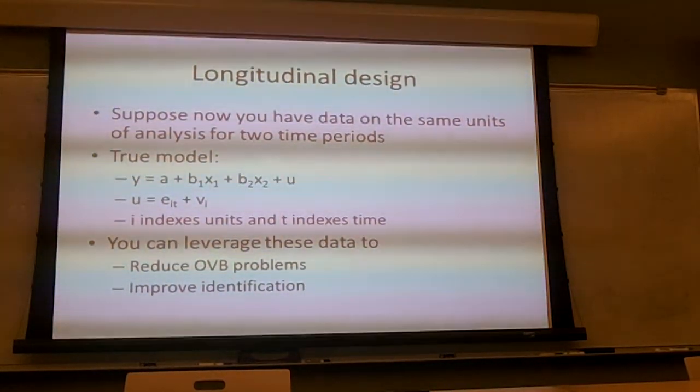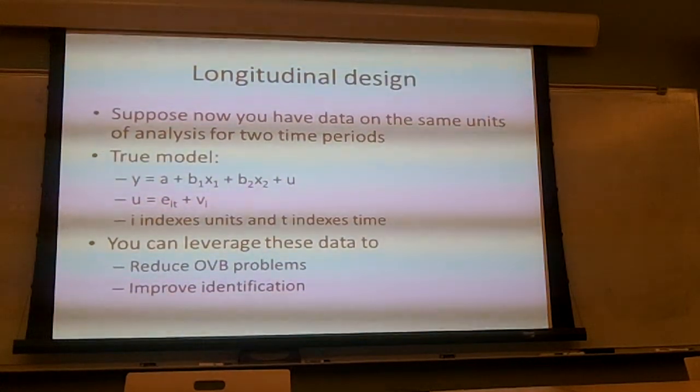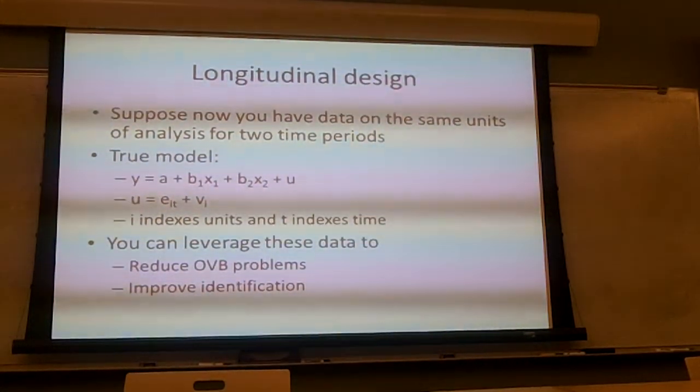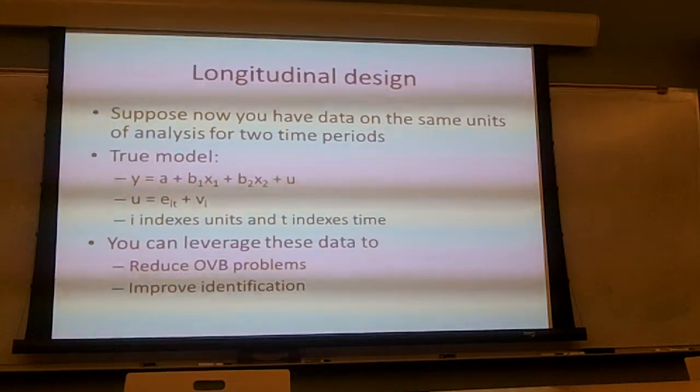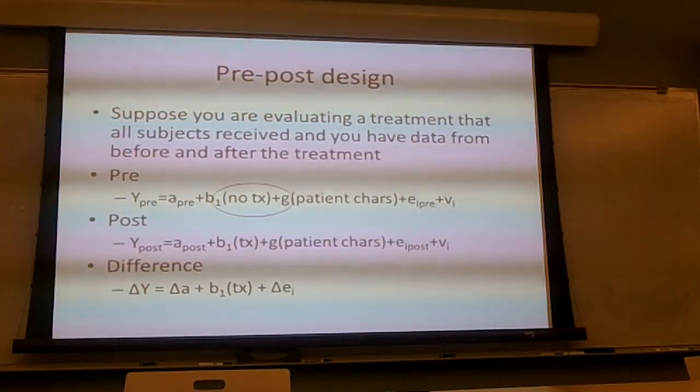Well, age is going to change in a predictable way. You can use the fact that you've got multiple observations of the same person over time to address this omitted variables problem and to also improve our identification approach.